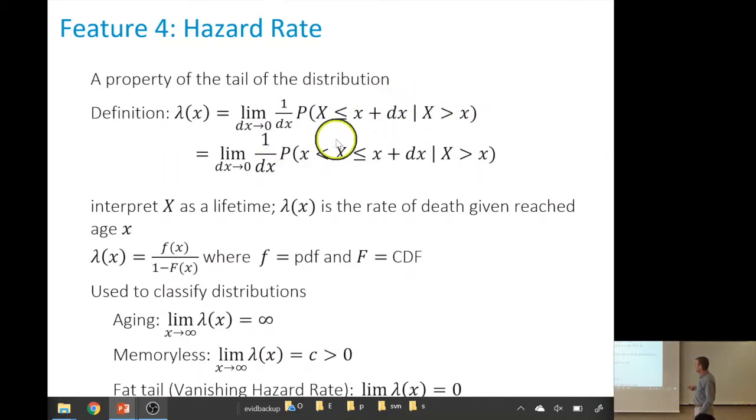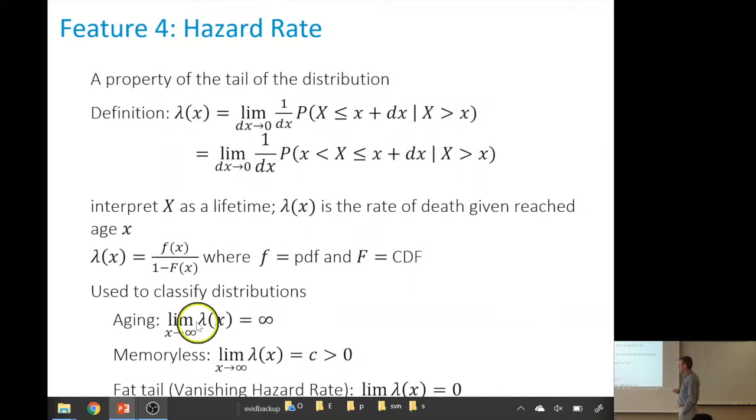We can massage it and see this is the same as that, because given that capital X is larger than x, this is known. So saying that X is larger than x doesn't change anything. So it's the same as the conditional probability here. And this conditional probability is approximately the PDF times dx divided by the probability of this, which is the complementary CDF. So the hazard rate is simply the PDF divided by the complementary CDF. It is defined for any distribution, and it has an interpretation if x is truly a lifetime.